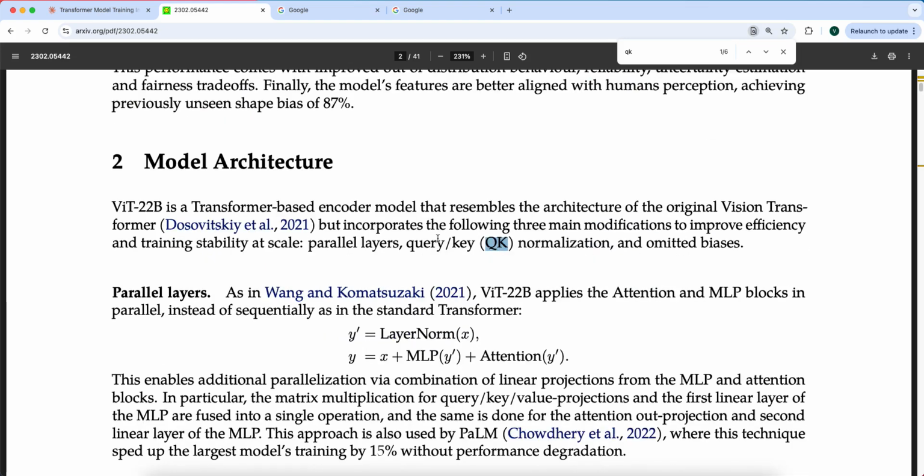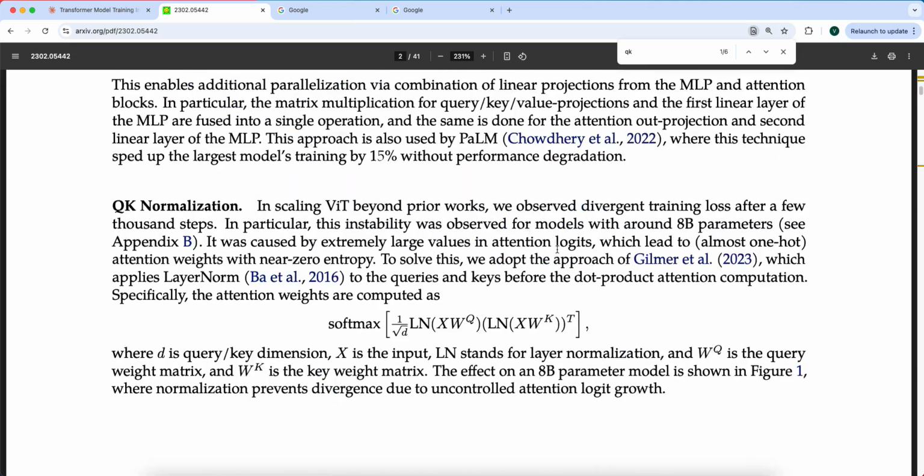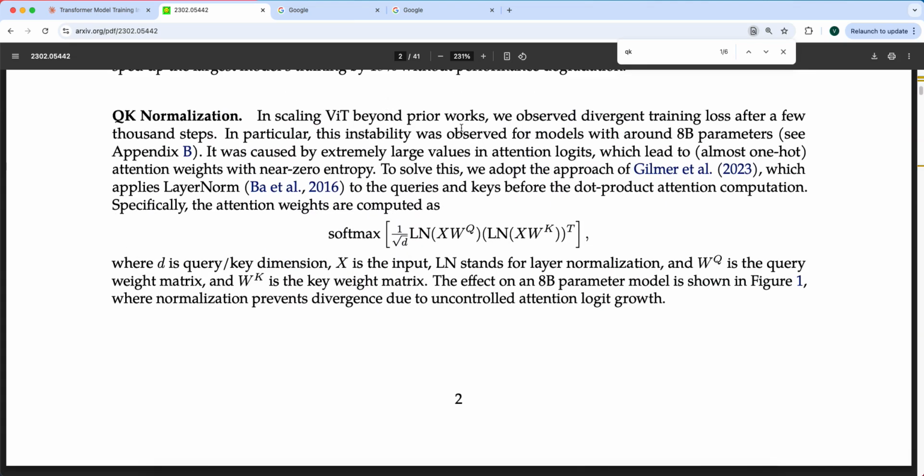Okay, parallel layers, query key normalization. In scaling ViT beyond prior works, we observed divergent training loss after a few thousand steps. In particular, this instability was observed for models with around 8 billion parameters. It was caused by extremely large values in attention logits, which led to almost one-hot attention weights with near zero entropy. To solve this, we adopt the approach of Gilmer et al., which applies layer norm to the queries and keys before the dot product attention computation.